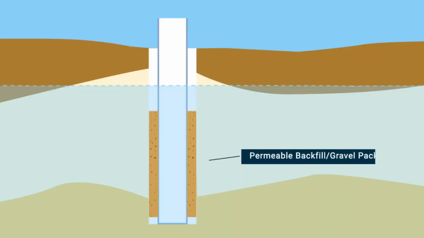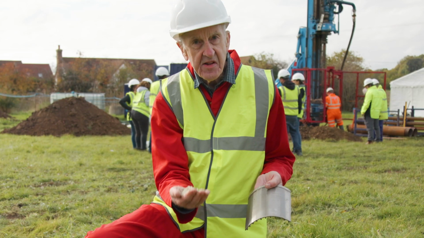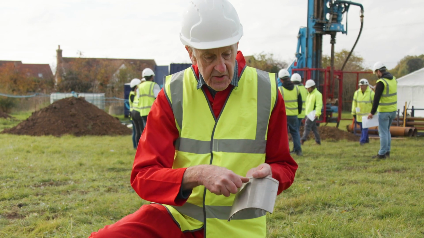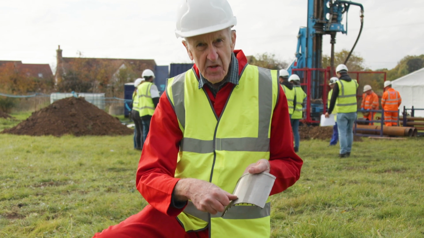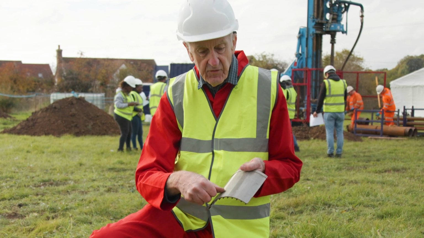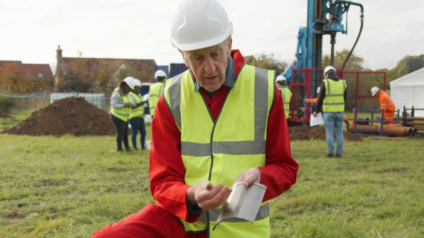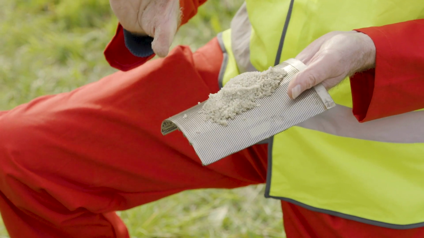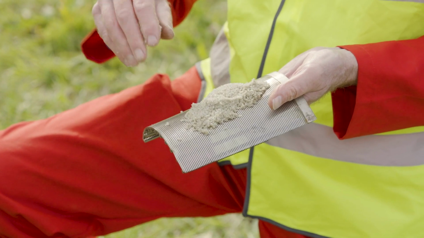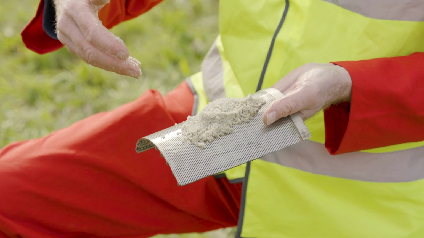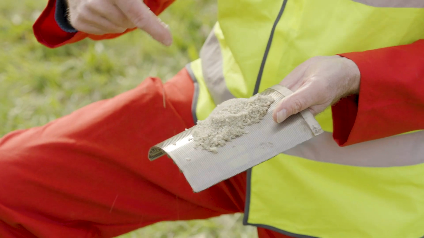The permeable backfill that goes around the well screen may consist of a sand or a gravel which is matched to the size of the slots that have been predetermined in the design of the borehole. And the purpose of this material is to fill that annular space and perhaps to prevent the passage of fine particles from the aquifer into the well.